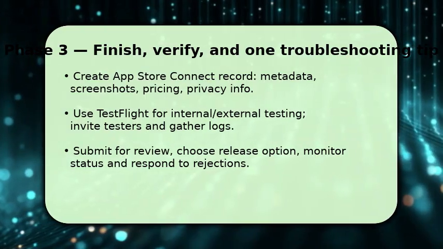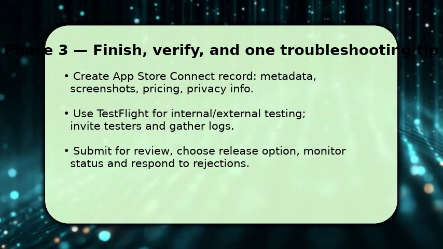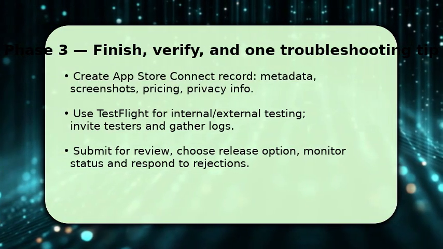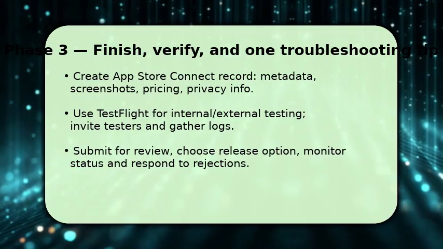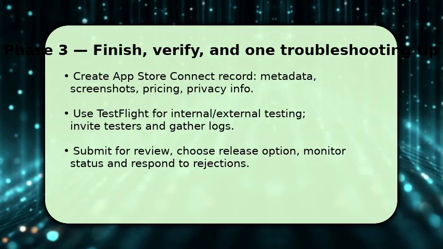If review fails, inspect the rejection notes, reproduce the issue locally, fix the offending build, and resubmit. Common fixes are signing, missing permissions, or incorrect info.